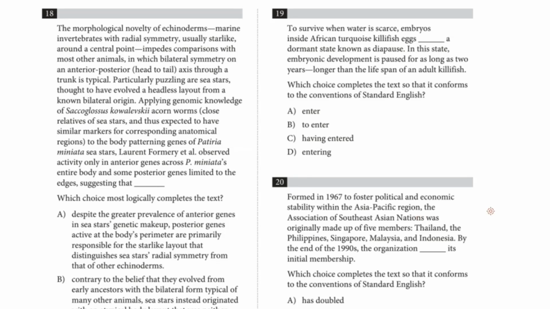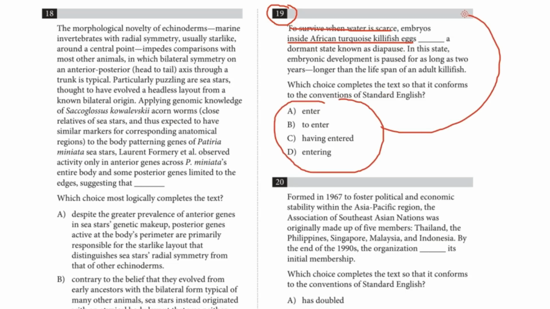You should be able to see pretty quickly which one focuses on subject-verb agreement. It has a prepositional phrase in it trying to disguise the relationship between the subject and the verb. So if you're looking at 19, you're on target. To survive when water is scarce, that's an infinitive phrase, ignore that. Embryos, inside African turquoise killifish eggs. There's the prepositional phrase. So the subject, these are the verbs coming up. There's going to be a verb in there. What's left in terms of the subject? There's only one thing. It's the embryos, plural.